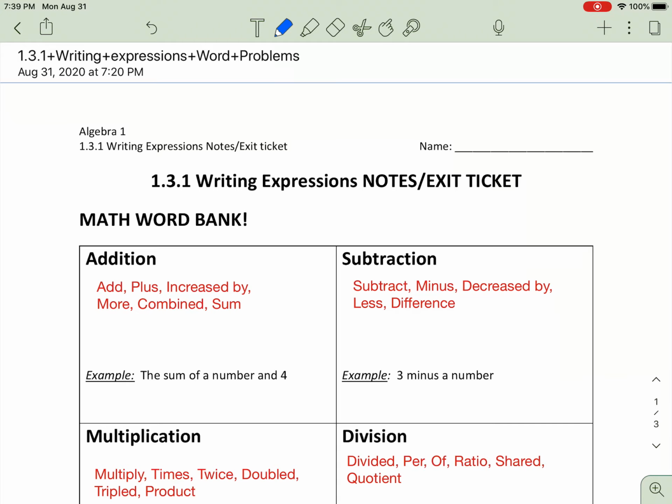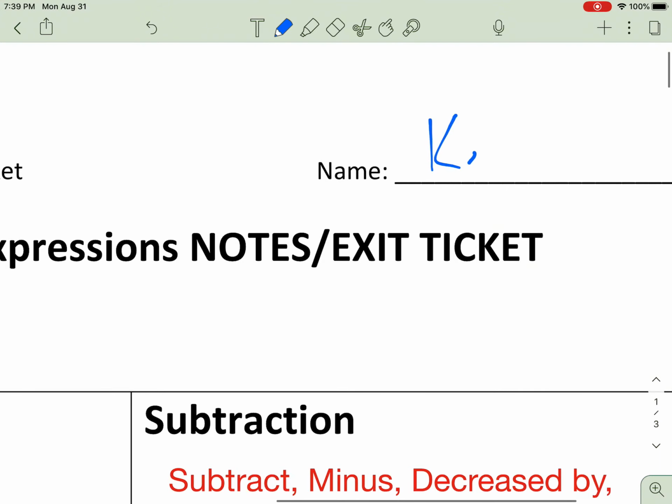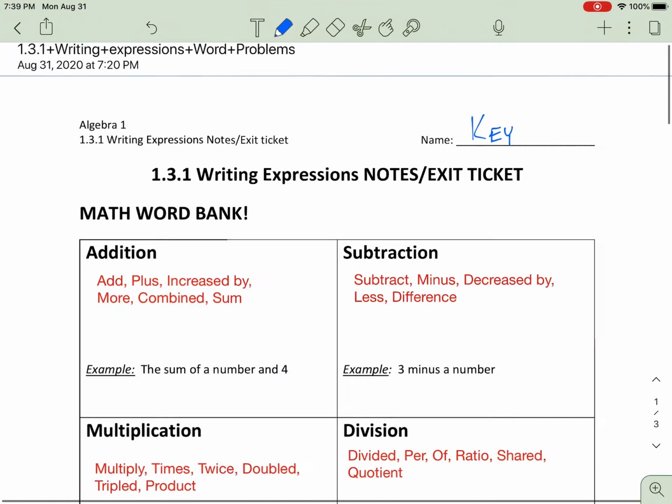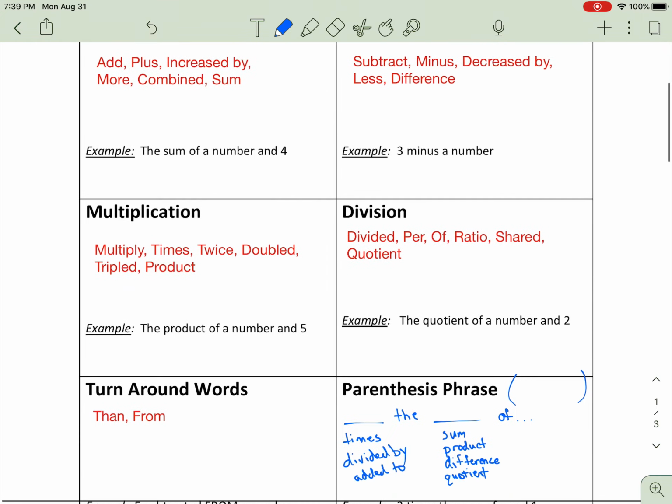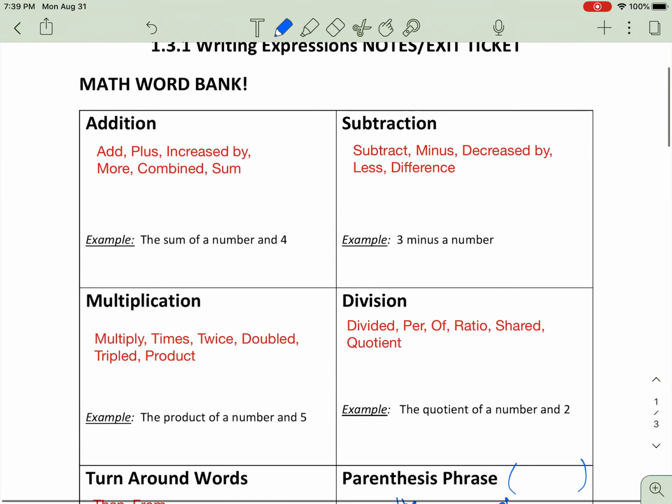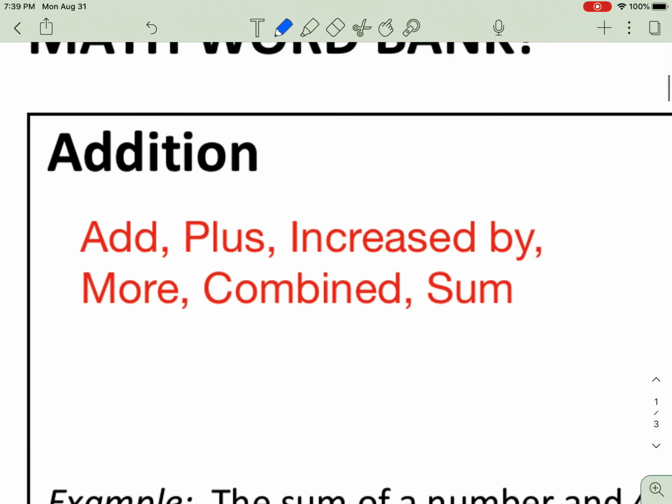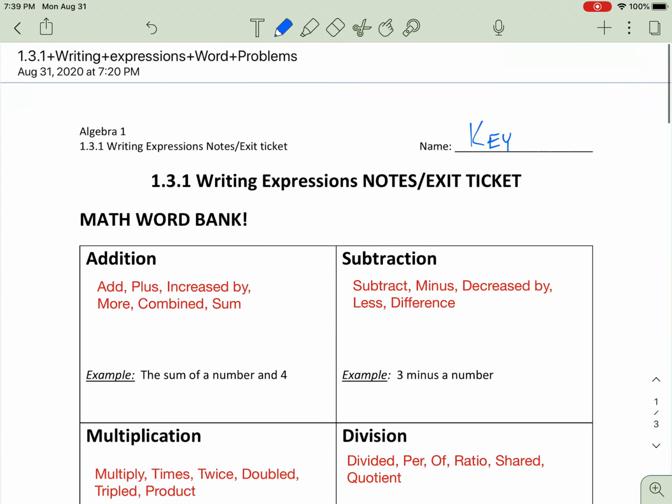So I took the liberty already. This is the notes key, going ahead and inserting some words. You'll see that your version is blank, but I have actually already added some words. So what is this? Well, it's a word bank, a math word bank.